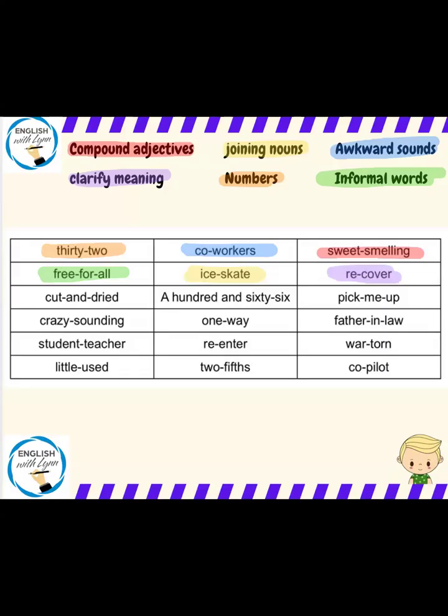So the next one, cut-and-dried. It is one phrase and it is an informal phrase. So I have used the hyphens there to link together the informal words. Okay.